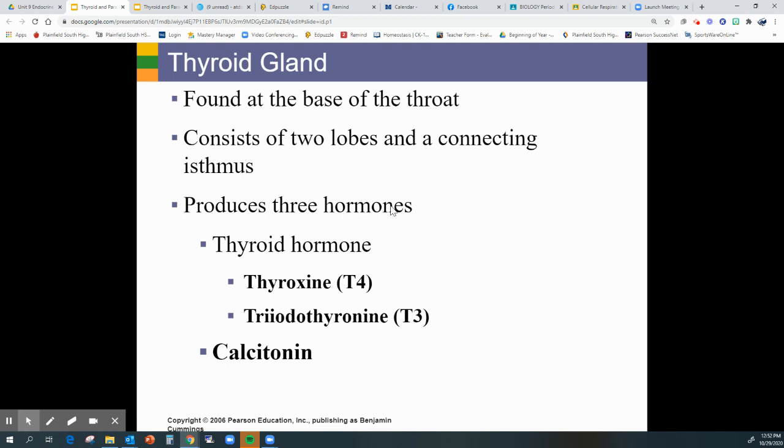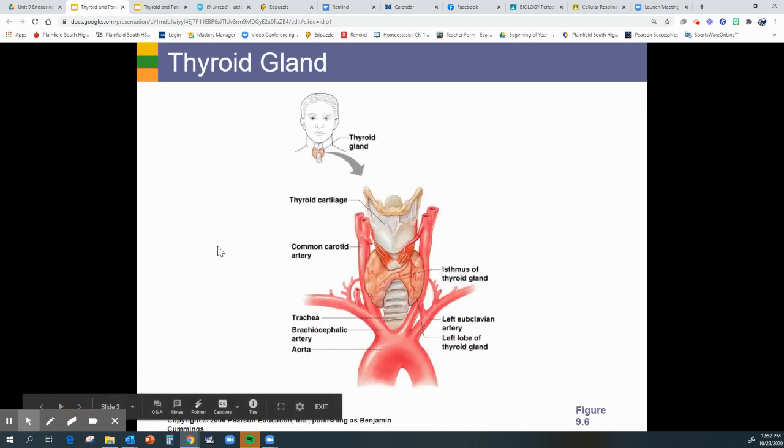It produces three basic hormones. There are two of them that are considered thyroid hormones, and another one that's considered simply calcitonin. So the thyroid hormones, there is thyroxine, which is T4, and triiodothyronine, which is T3. So T4 and T3 are the two hormones, as well as calcitonin. Here's a pretty good image of what it looks like.